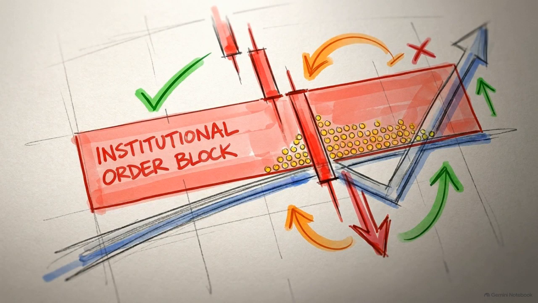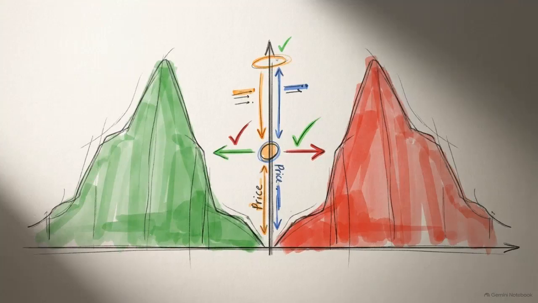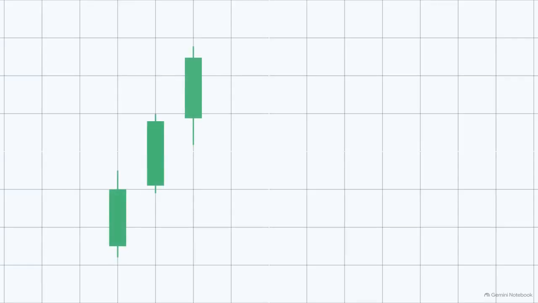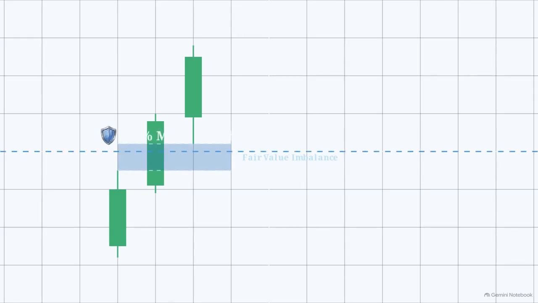The SFP functions as a deliberate institutional tool to extract liquidity by weaponizing predictable retail behavior at structural boundaries. Equilibrium mitigations serve a different purpose. They allow institutions to balance inventory and reload positions without moving price through structure. The process begins with a strong displacement rally, leaving a fair value imbalance. Traders focus on the 50% mean threshold, the geometric midpoint.